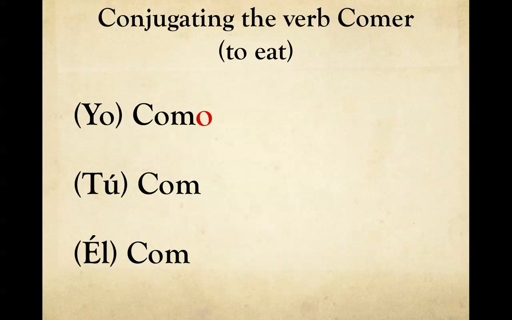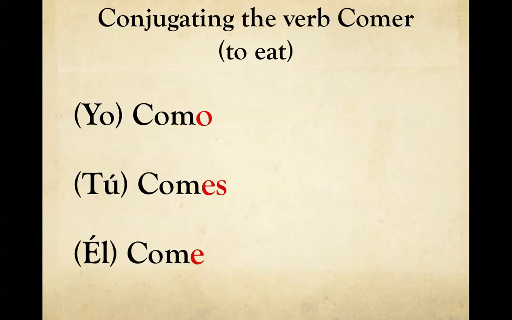So yo como. And tú, if you can think about it, it's actually very similar to the AR conjugation. But because it's ER, instead of ending in AS, this time it ends in ES. Yo como, and then tú comes. And if you can guess, él, ella, or usted come. It's pretty basic. It's very similar to the AR verbs.